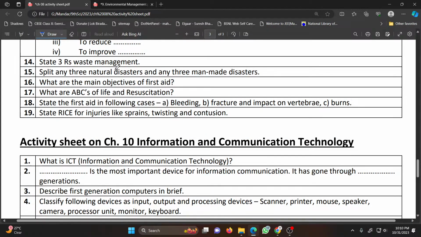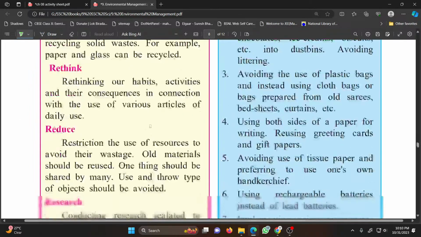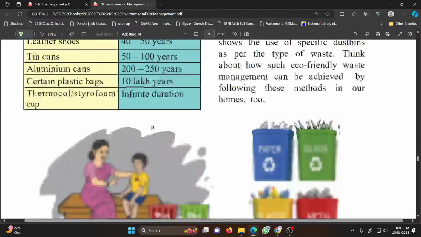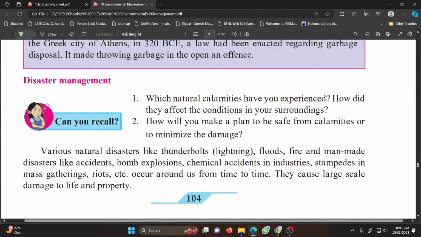Name any three natural disasters and any three man-made disasters. So in disasters, natural disasters are thunderbolt, lightning, flood, fire, whereas man-made disasters are accident, bomb explosion, chemical accident in industries, stampedes, mass gathering, riots. These are the man-made disasters.